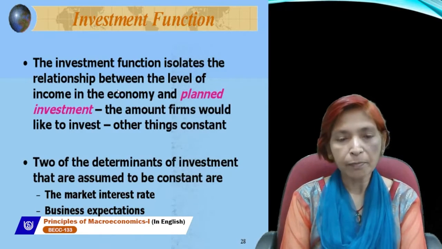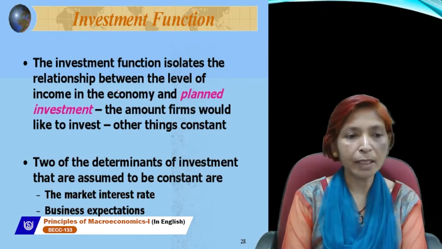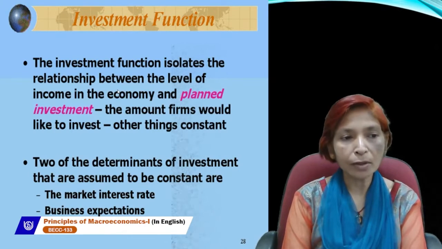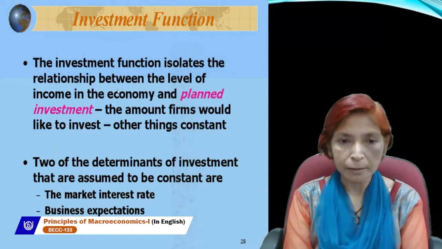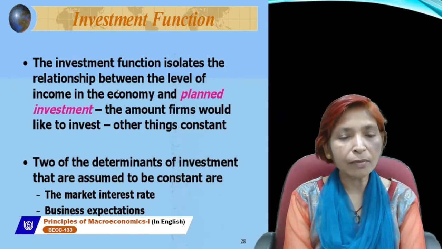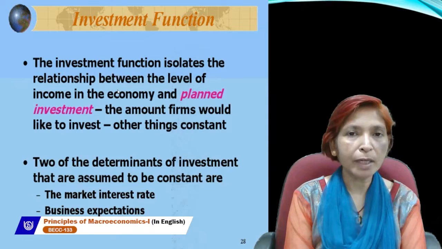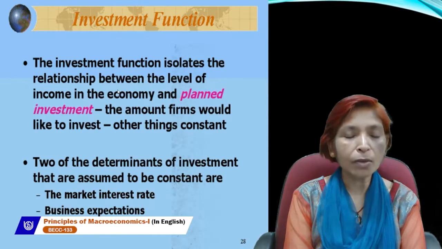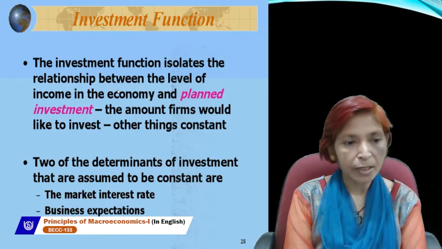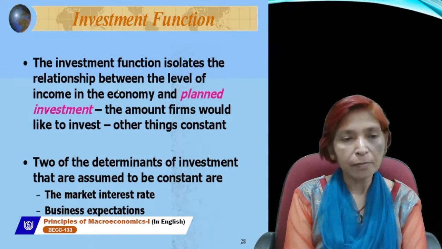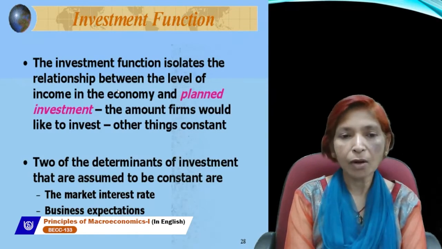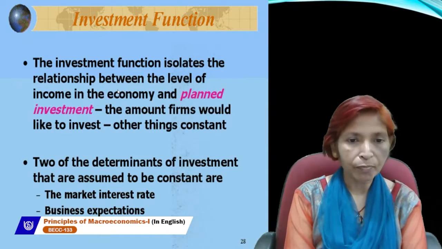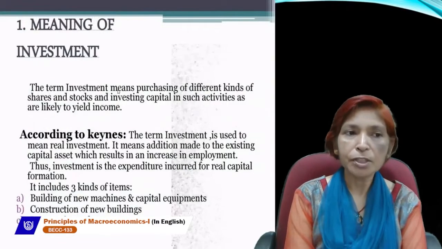The next type is planned investment. Planned investment is that investment which a firm would like to invest or would expect to invest, where the firm invests money in a well-planned manner. And unplanned investment is that investment in which a firm invests money without any planning or without any expectations. So this is the investment function which shows the relationship between the level of income in the economy and planned investment. Next is the meaning of investment.